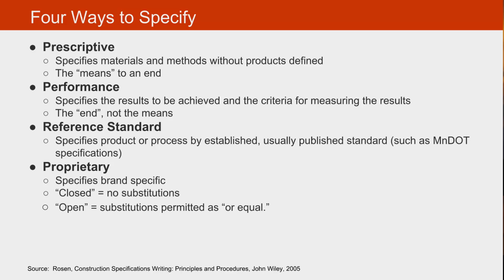A closed proprietary specification basically specifies a product without any substitutions. In other words, thou shalt use Acme brand X. An open proprietary specification, however, permits a substitution by simply appending the clause Acme brand X or equal, where the equal, determining that equality, is the burden of proof that rests with you as the contractor to demonstrate that your suggested product is equivalent to Acme brand X, and that is not so easy to achieve.